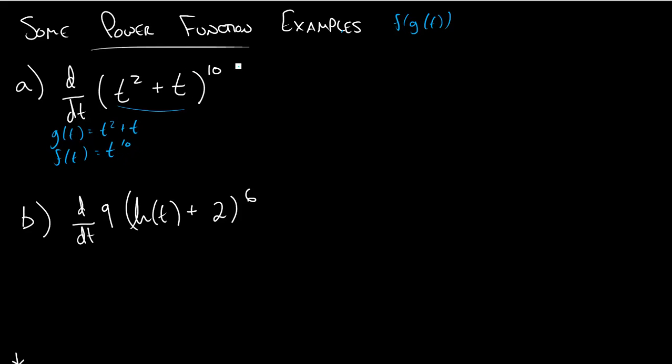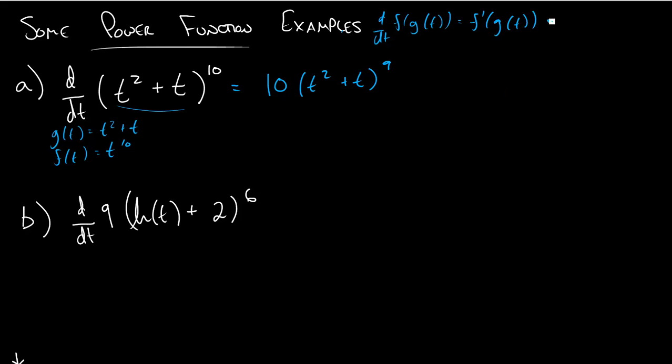All right. And so in these examples, remember the chain rule tells us that first we want to take the derivative of our outer function. We do f prime of g of t, right? So we just take the derivative of this f of t. And so to do that, we're going to drop down our 10, and then this is t squared plus t, and then we decrease our 10 by 1, so to the 9th power.